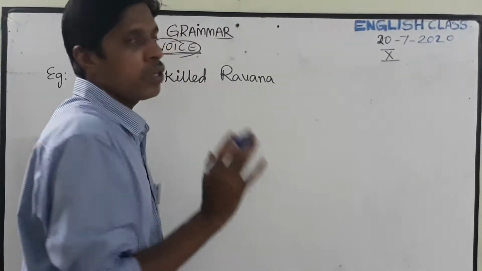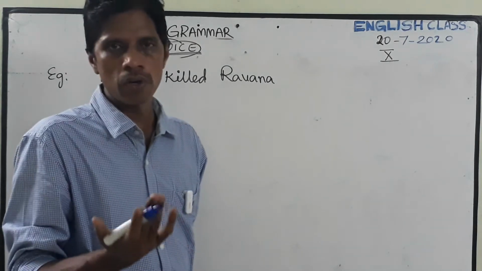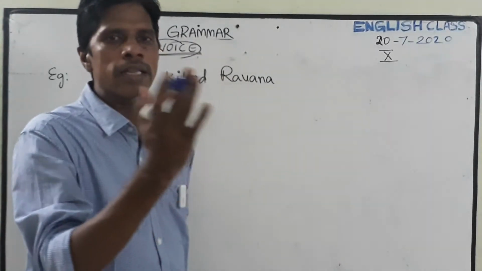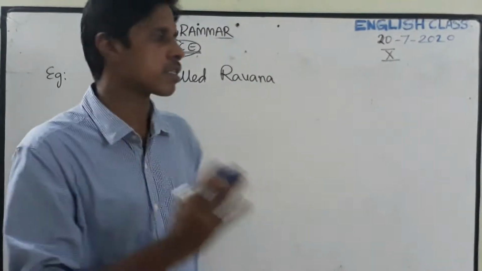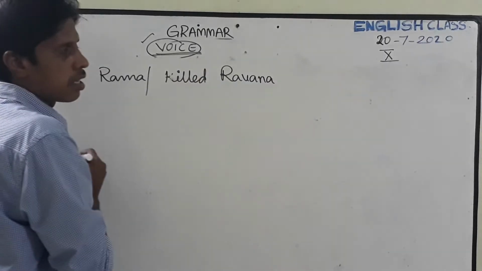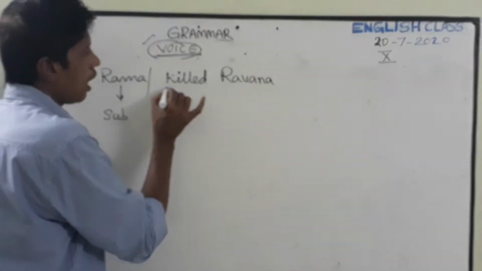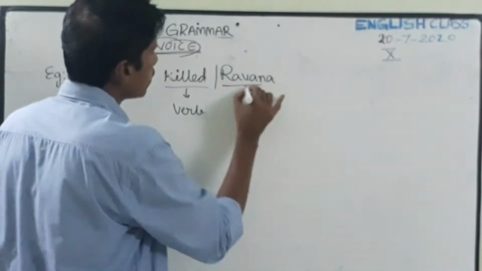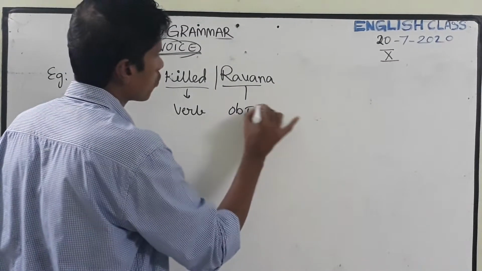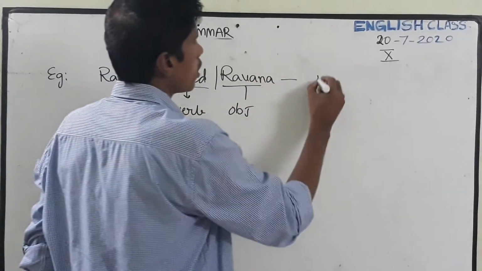When you see the sentence in the textbook, in the paper, or in your workbook, first of all, make the sentence into three parts. The first one is called the subject, the second one is called the verb form, and the third one is called the object. Right? There are three parts: subject, verb, and object. We know this is an active voice.